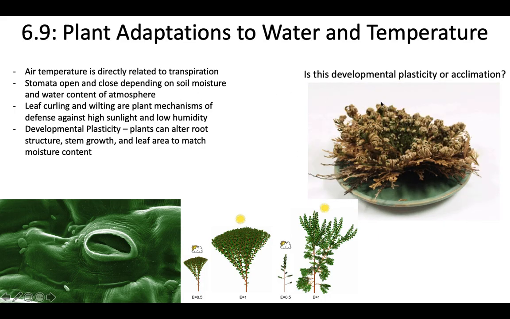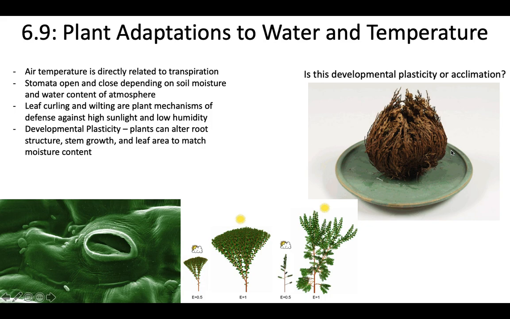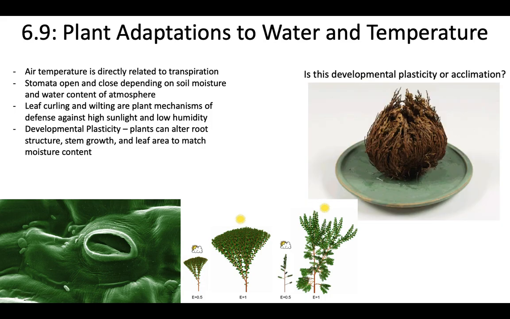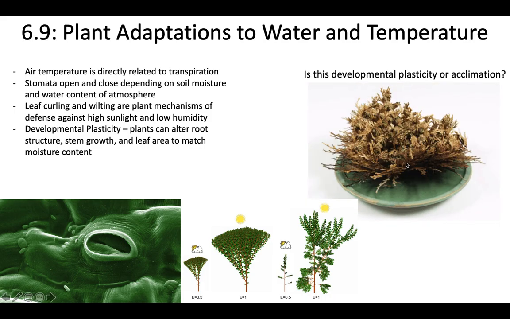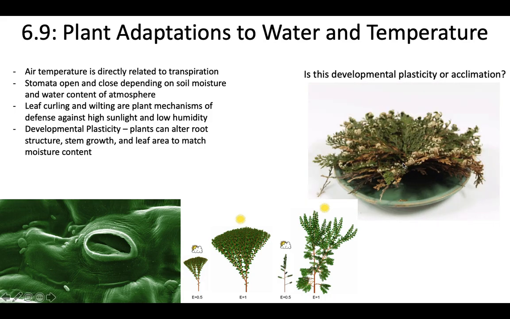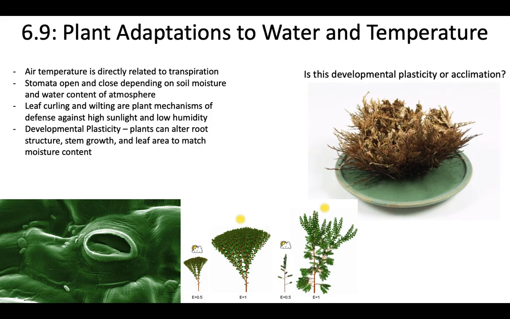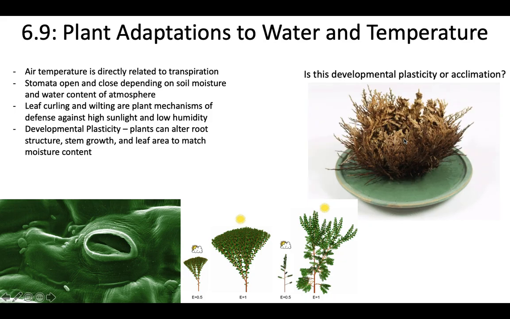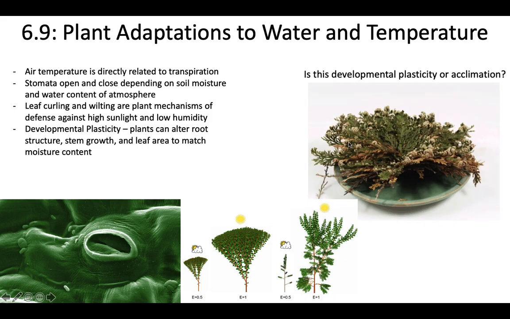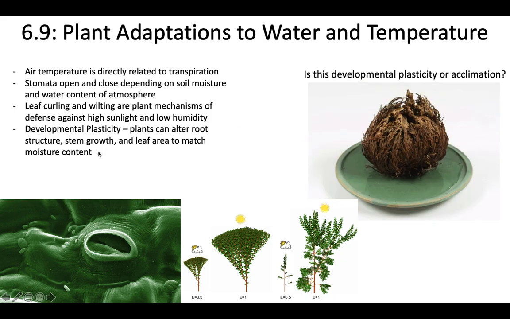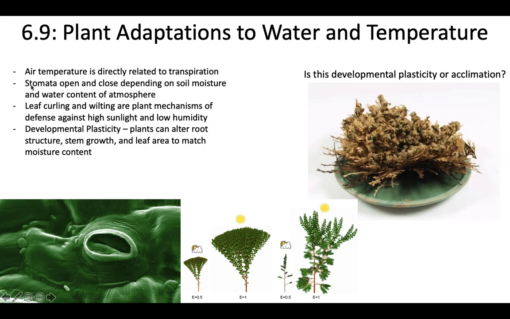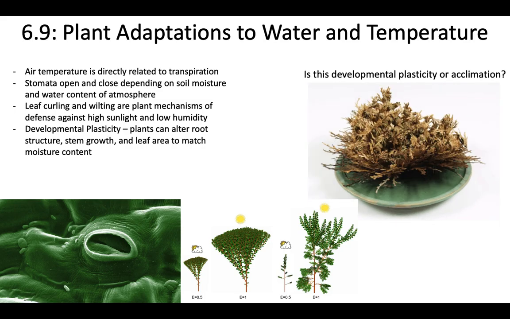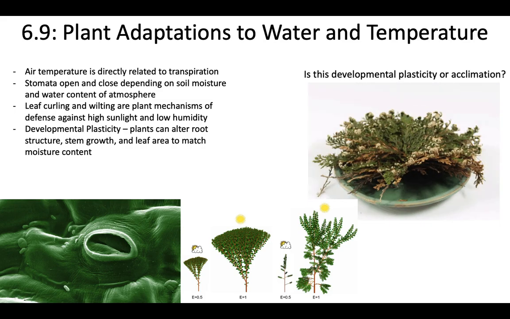So leaf curling and wilting and stomata opening and closing are examples of acclimation. This here, I've been meaning to get one for the biology department. This is a resurrection plant that can basically live in this dormant, dry state for years and decades until it receives water. And then when it receives water, it will exit out of this dormant state and basically turn into a live plant, which is why they call it a resurrection plant. That's acclimation.